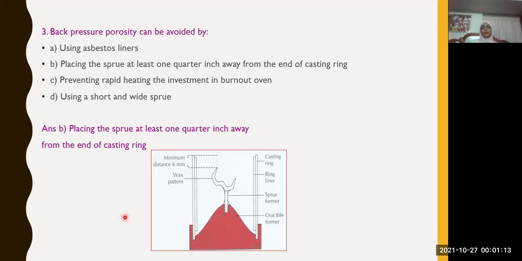Preventing rapid heating of the investment in the burnout oven using a short and a wider sprue. Yes. So for back pressure porosity, which occurs mainly because of the air which is trapped inside, the answer should be option B, where you keep it at a 1/4 distance away from the end of the casting ring.